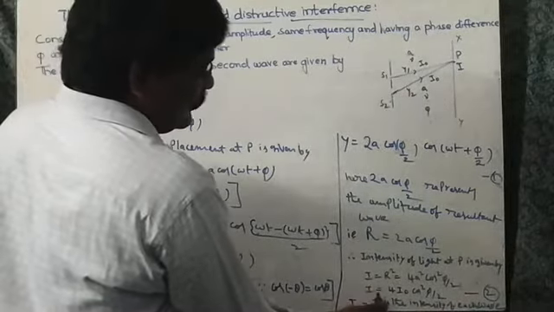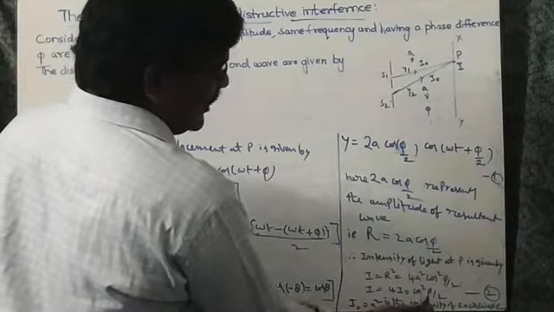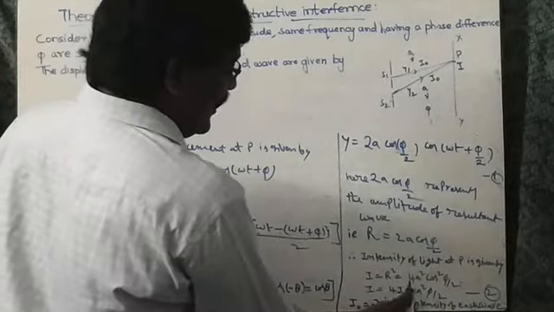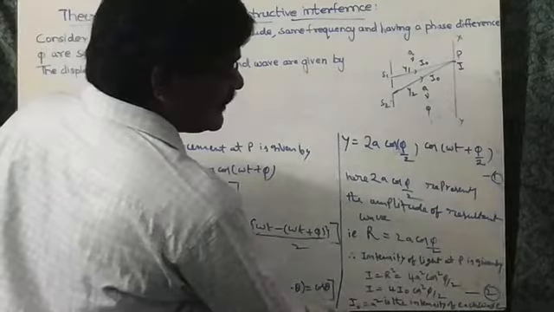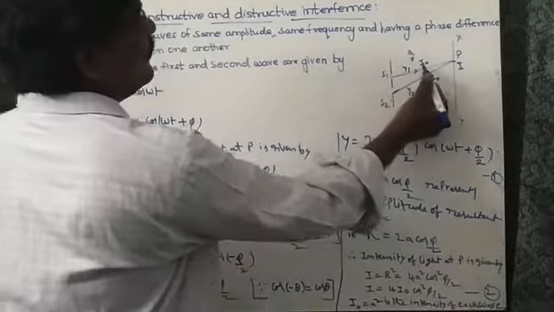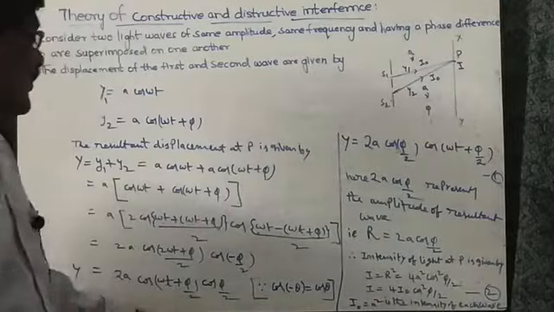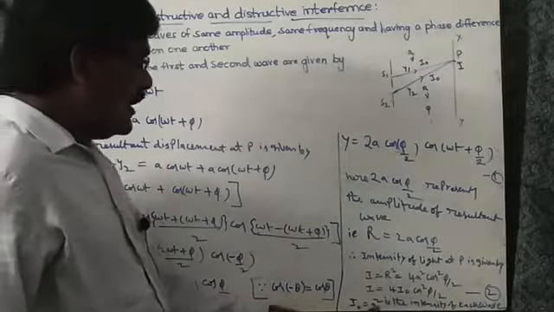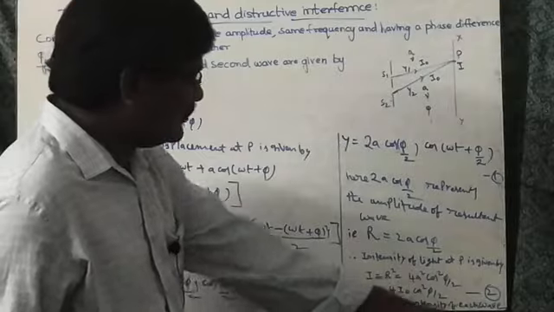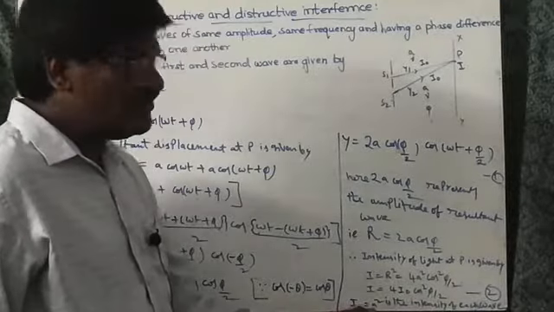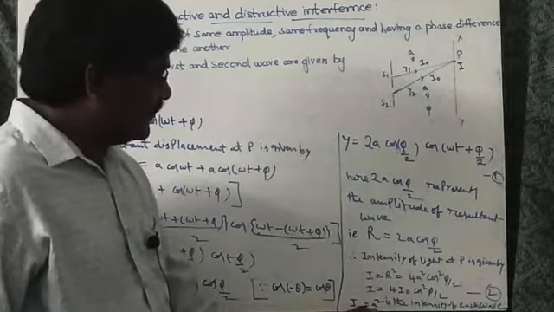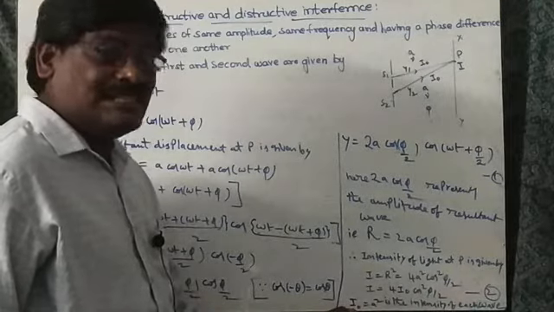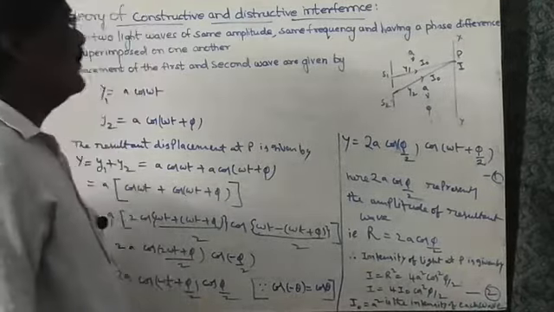That implies I is equal to 4 I naught cos squared(phi/2), where I naught is equal to A squared. I naught is the intensity of each wave, where A is the amplitude of each wave.